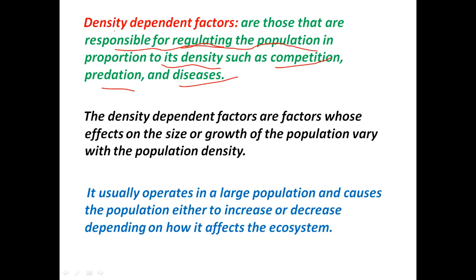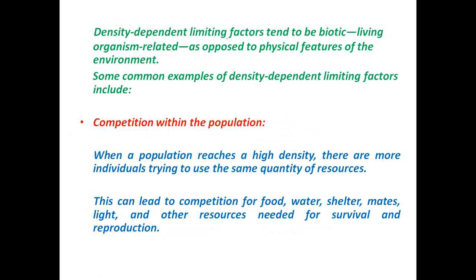These factors are called density dependent factors, or you can say that density dependent factors are factors whose effects on the size or growth of a population vary, meaning change, with the population density. It usually operates in large populations and causes the population either to increase or decrease depending on how it affects the ecosystem. So density dependent factors tend to be biotic, that means they are living organism related.